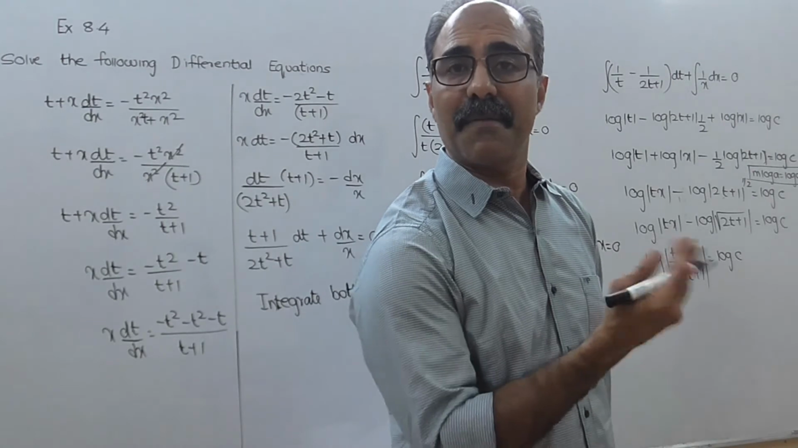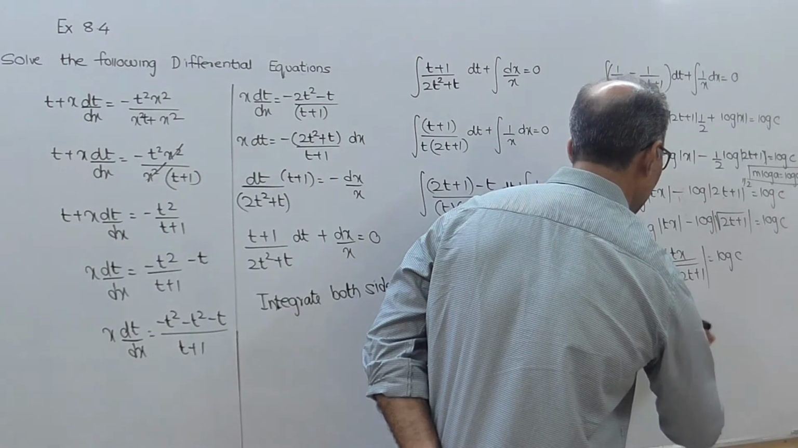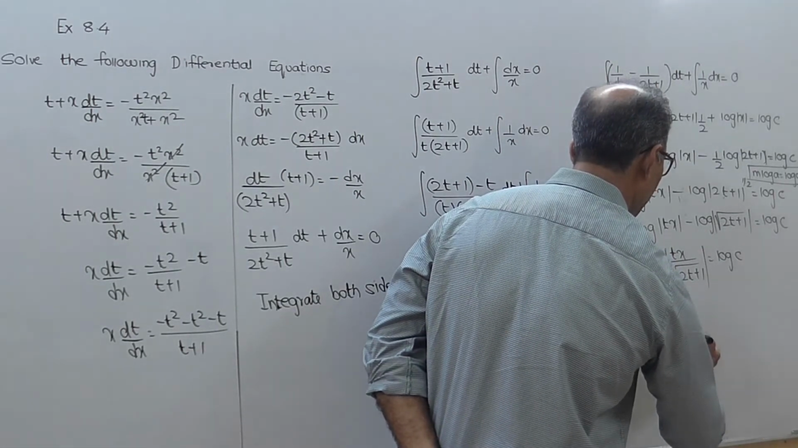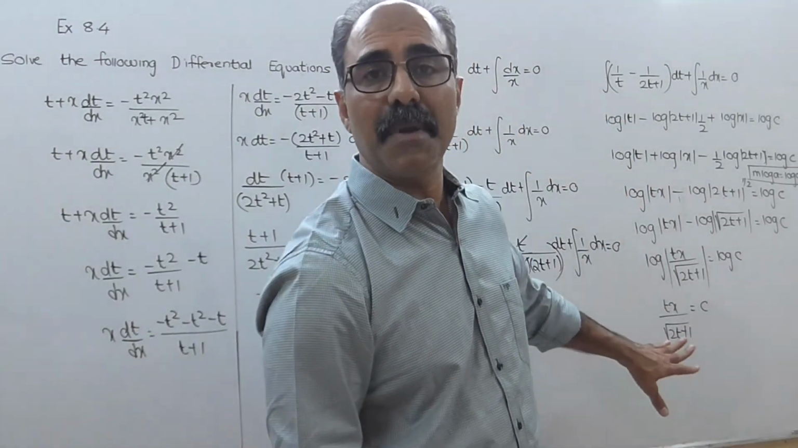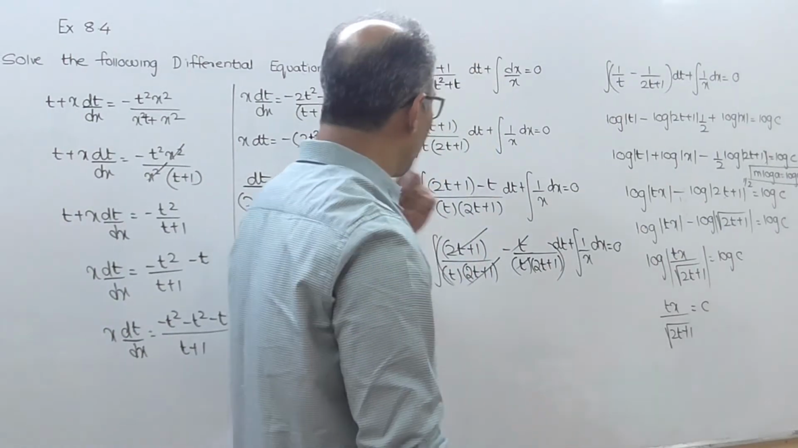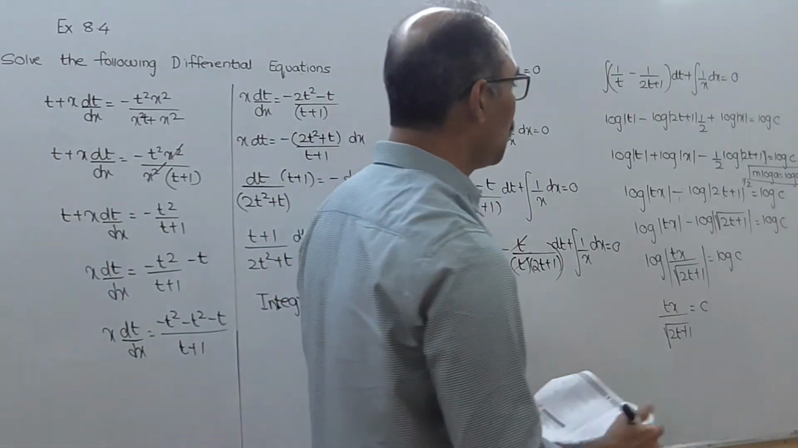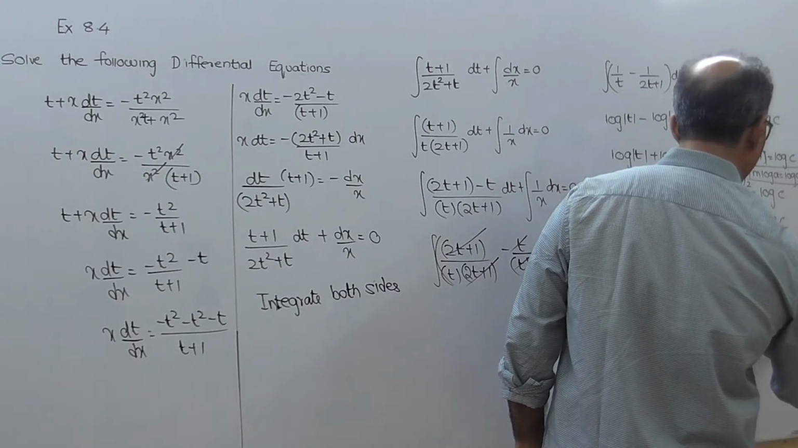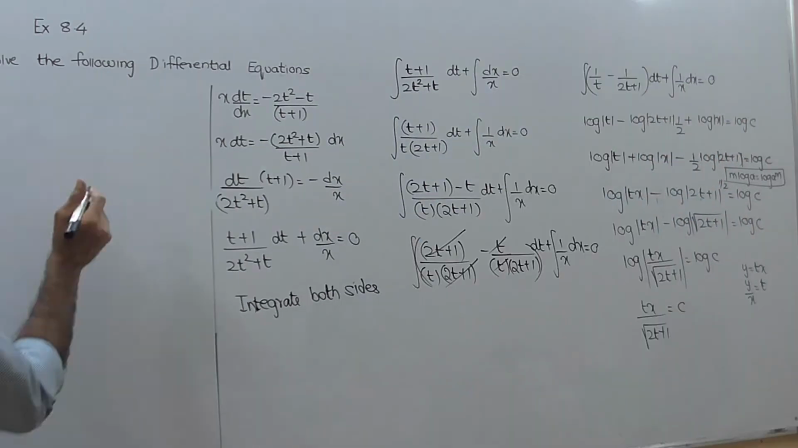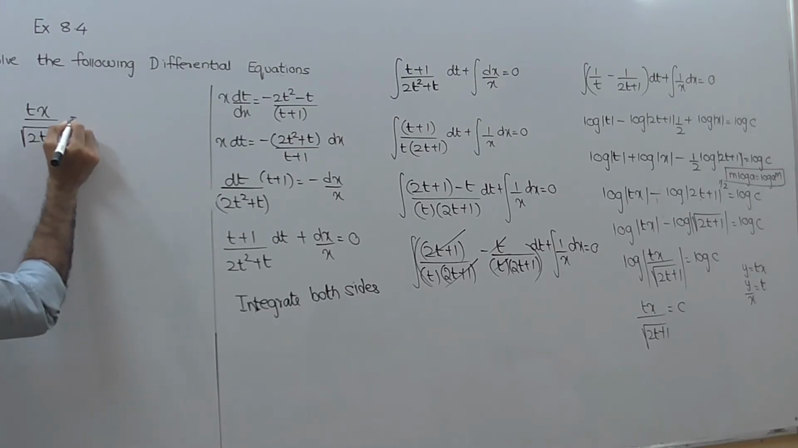Now you got one log on the left, another log on the right, so compare both sides. So we get tx upon root of 2t plus 1 equal to c. Now what you do is replace t with its value. What was the value of t we had assumed? We had assumed y equal to tx, so the value of t will be y upon x. See, let's copy from where we left: tx upon root of 2t plus 1 equal to c.